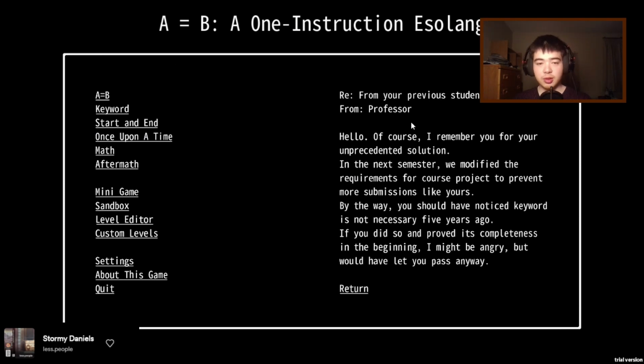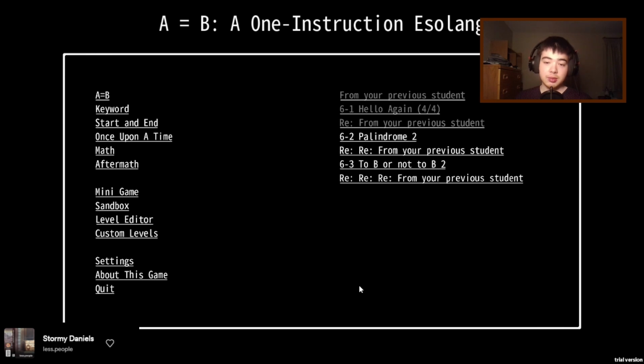Read from your previous student, from professor. Hello! Of course! I remember you for your unprecedented solution. In the next semester, we modified the requirements for course projects to prevent more submissions like yours. By the way, you should have noticed keyword is not necessary 5 years ago. If you did so, and prove its completeness in the beginning, I might be angry, but I would have let you pass anyways.